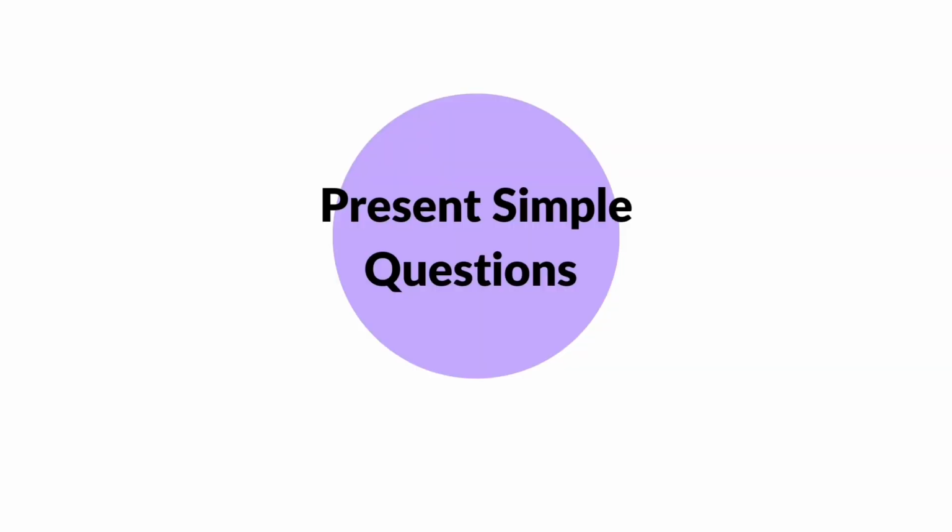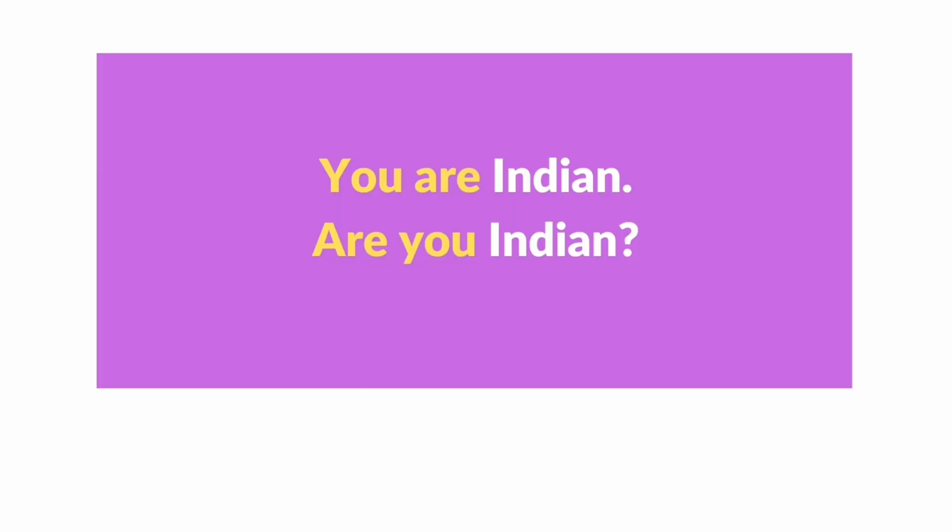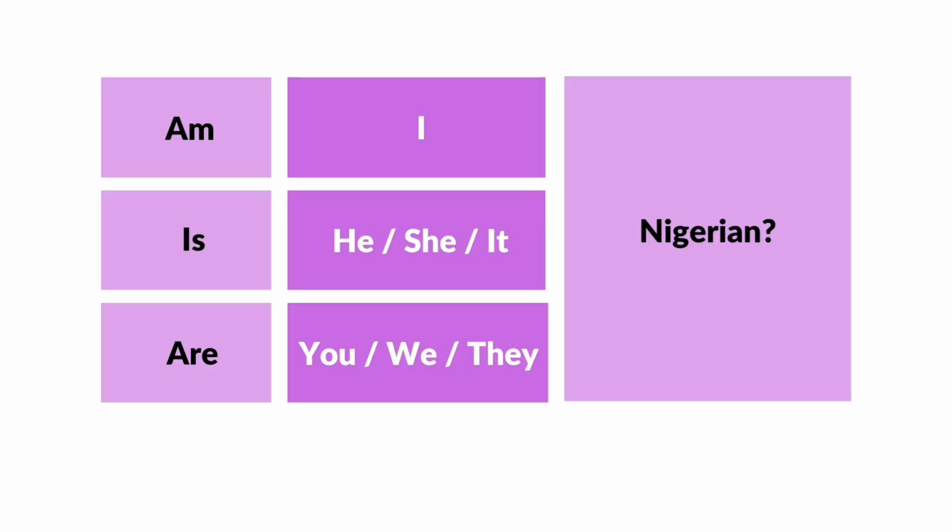Finally, questions. Questions with the verb be. We swap verb and subject, as you can see here in these examples. Affirmative, you are Indian. You, subject, are, verb. Question, are you Indian? Are, verb, you, subject. You swap. The verb comes first, as you can see in this example.